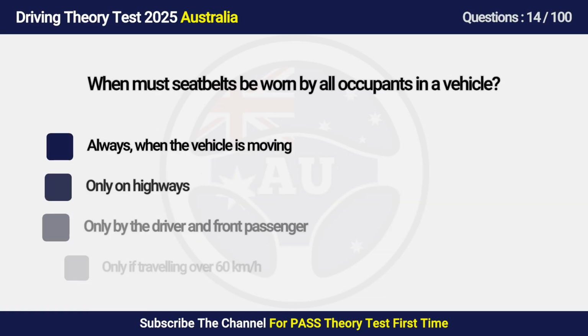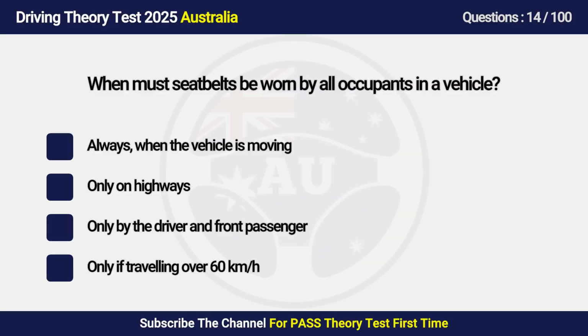Question 14. What must be worn by all occupants in a vehicle? A. Always when the vehicle is moving. B. Only on highways. C. Only by the driver and front passenger. D. Only if traveling over 60 kilometers per hour.